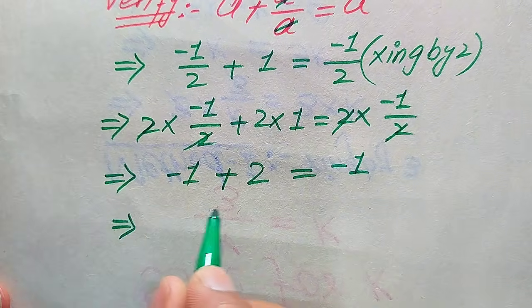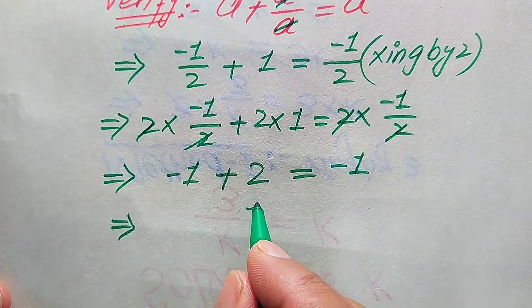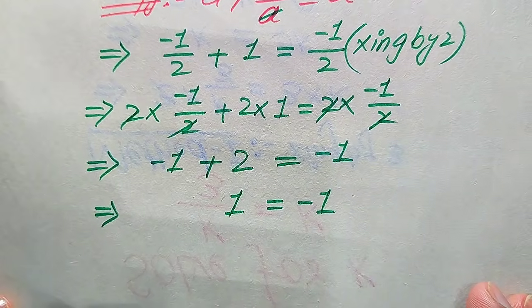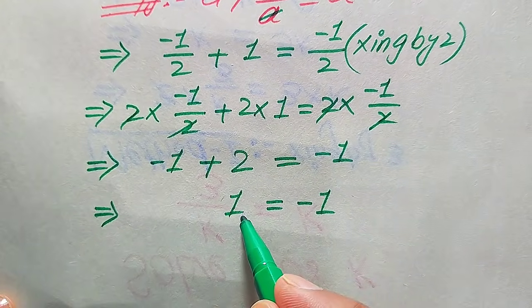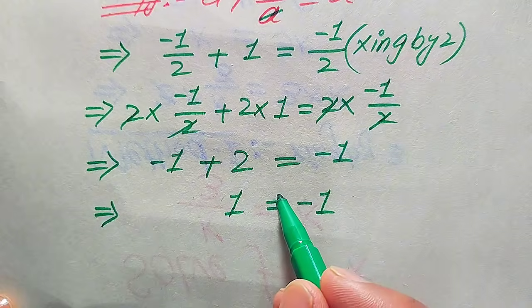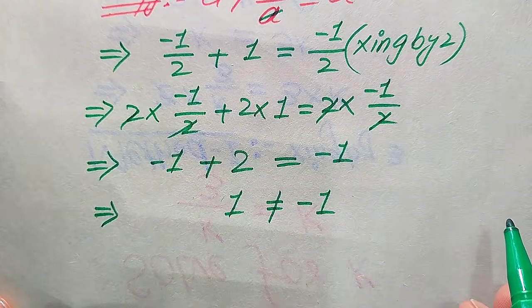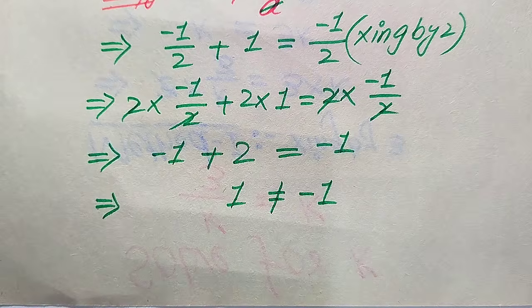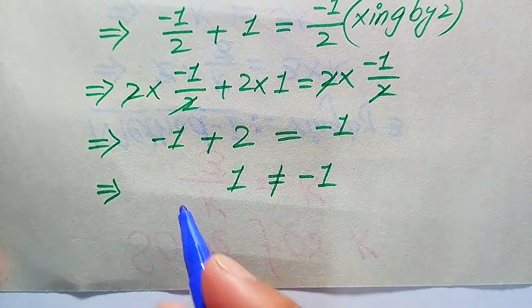Further, in the next step you see we have minus 1 plus 2 becomes plus 1 equals minus 1. This is the positive one, this is the negative one, both are not equal. So if both are not equal, this means that the value of a equal to minus 1 over 2 does not satisfy our given question statement.